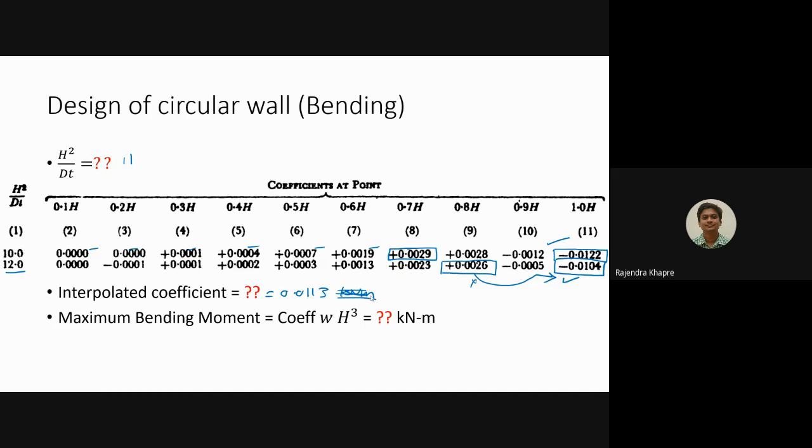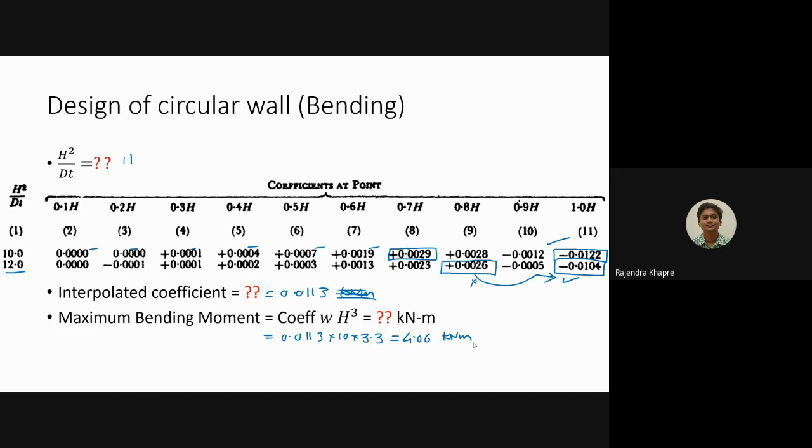So here the coefficient is 0.0113, density is 10, and the height should be taken as 3.3, not 3. Can you tell me how much is the bending moment value? 4.06 kilonewton meter. So you see the maximum bending moment occurring at the base has a very small numerical value. 4.06 is almost nothing.